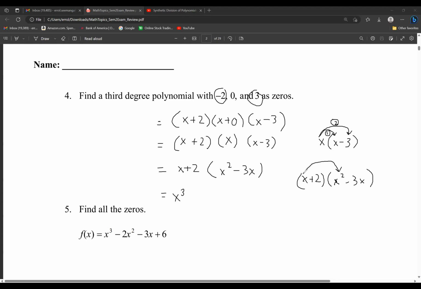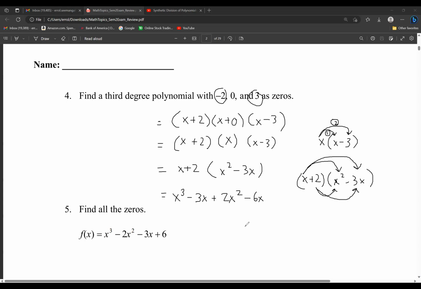That's the first one. Second one, x times minus 3x. How much? Minus 3x squared, yep. That's the second one. Now here's the third one. This one times this one. What's that one? Plus 2x squared, yep, plus 2x squared, and then the last one, this one and this one. What is it? Minus 6x. Oh, never mind.